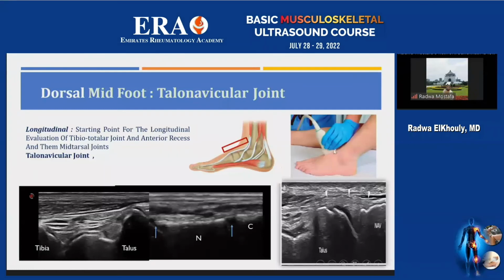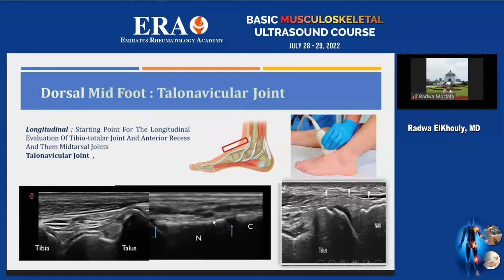We start with the long axis view with the probe in the mid position of the ankle. The first bone we will see is the tibia, and then we go to the talus. The talus has three parts: dome, neck, and head. Then the talus ends and the navicular bone starts. The joint in between appears as a small unequal space if not distended, and here is the talonavicular joint, enclosed, and we may have a capsule or ligament attached above it.